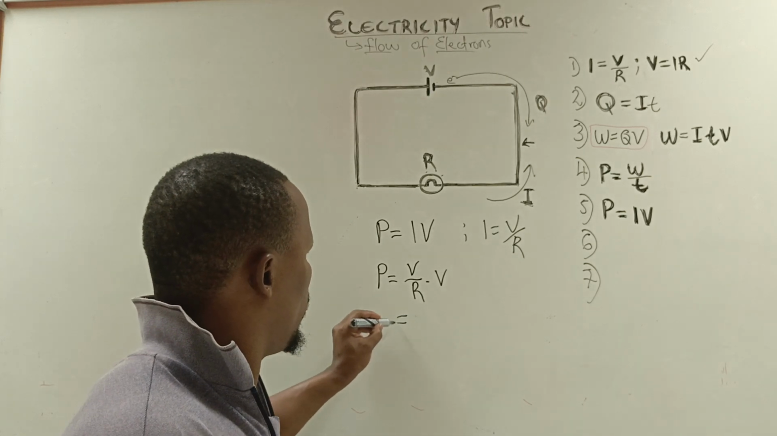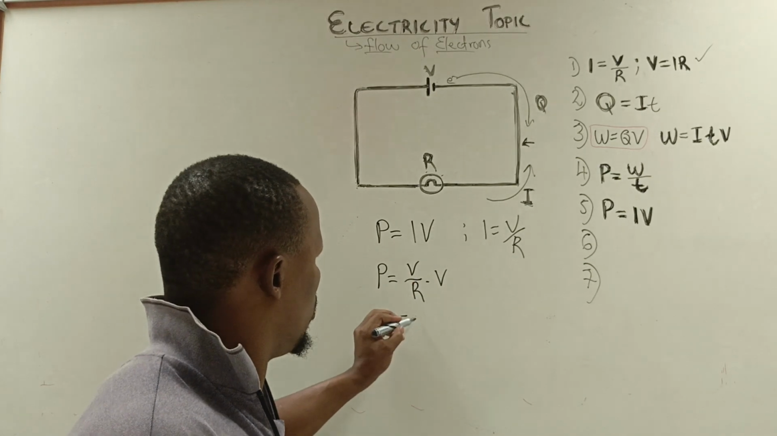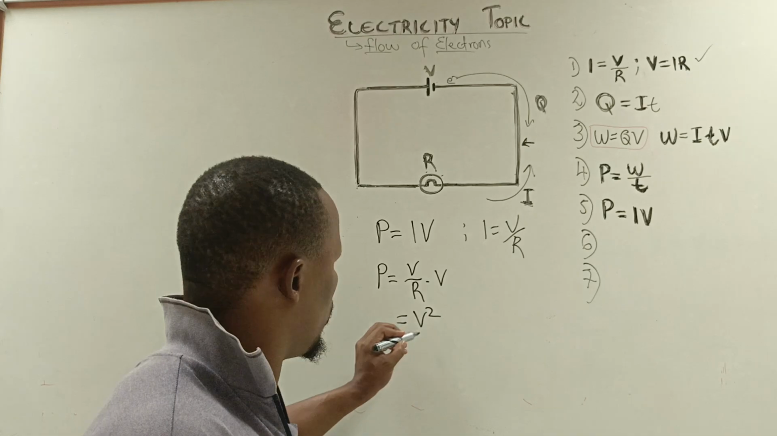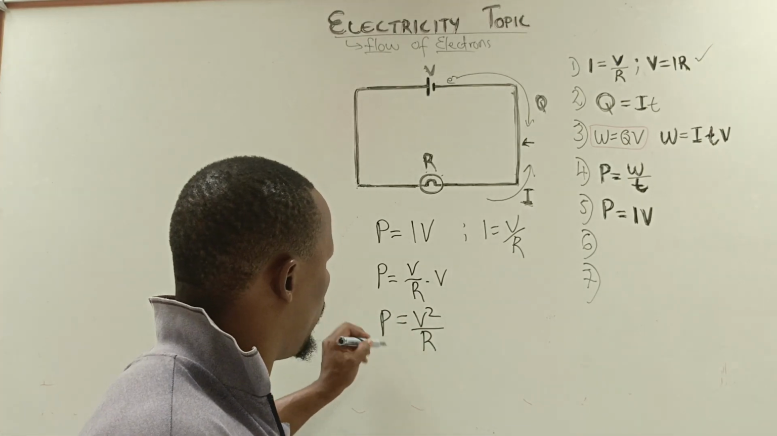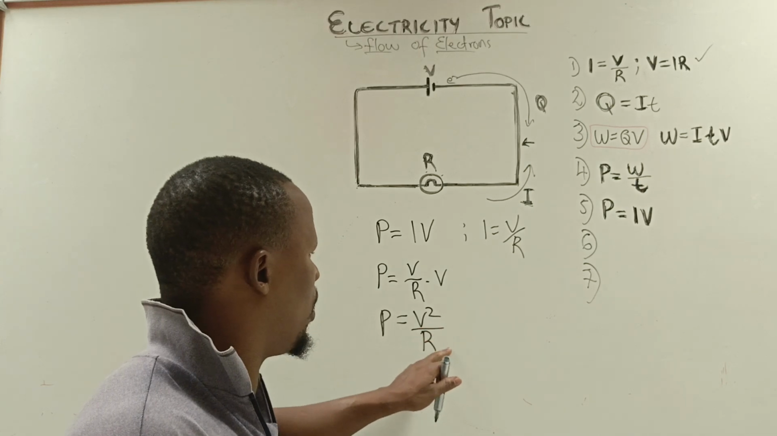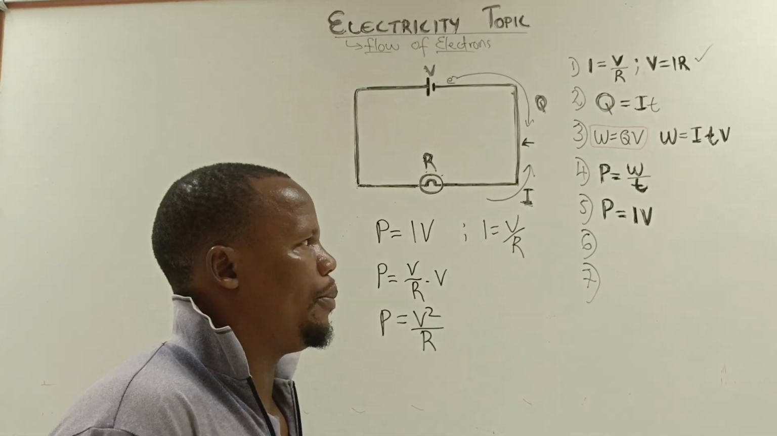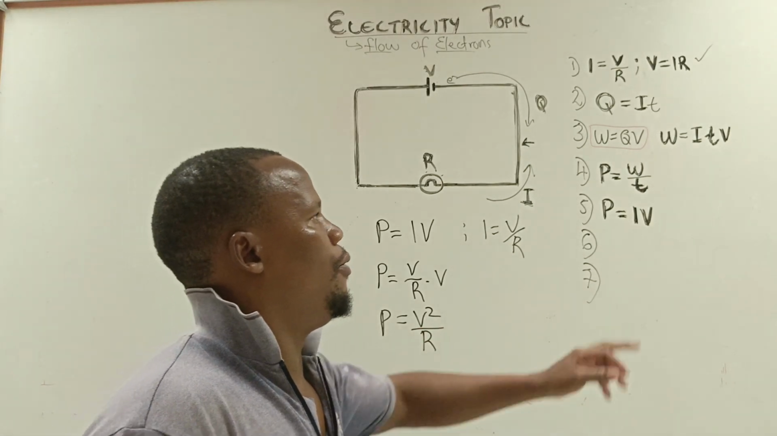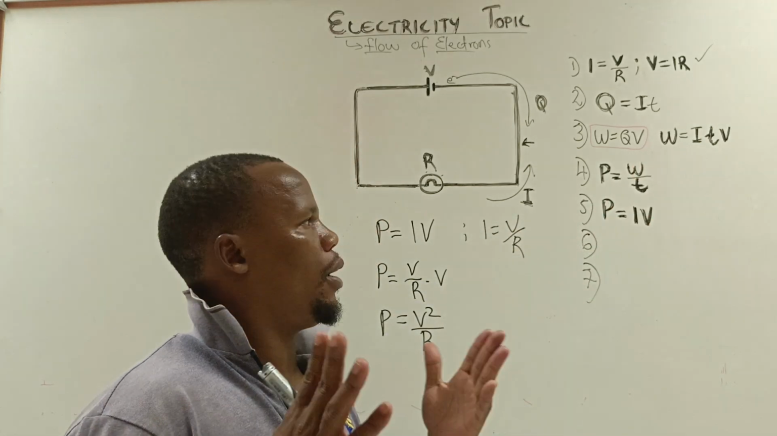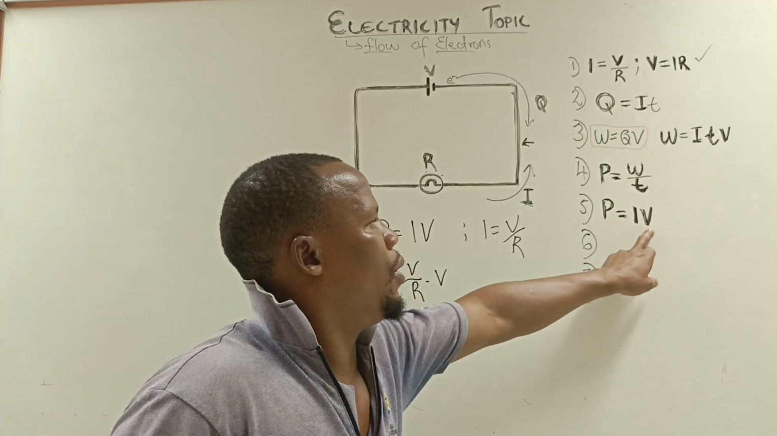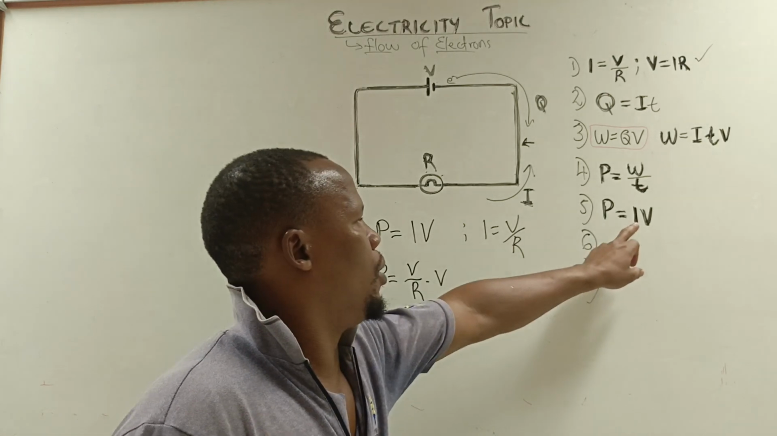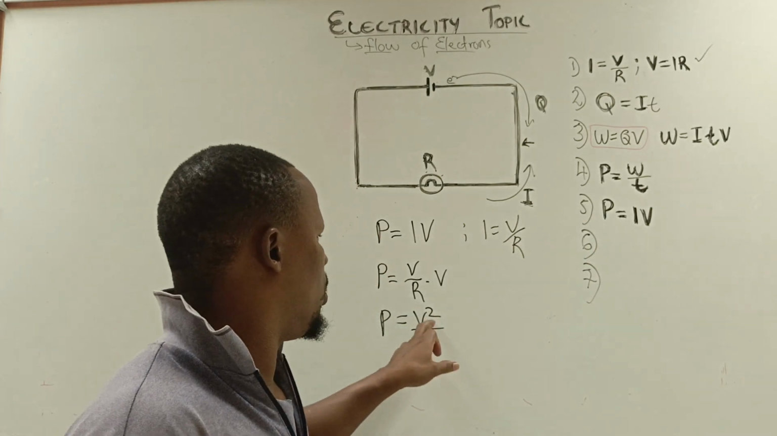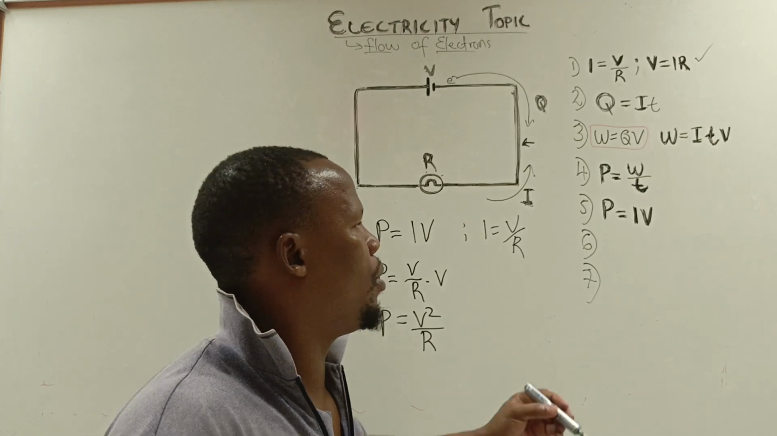So V times V is V squared divided by R. So what does power equal? Power equals V squared over R. So look at how the examiner does it: with current and voltage, you can multiply them to find power. And when you have voltage and resistance, you can also find power.